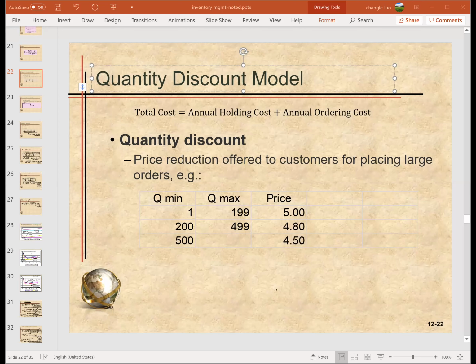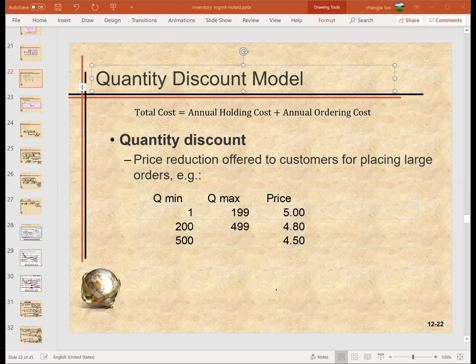We're going to work on this quantity discount model today. In this new situation, I'm going to use an example to explain what I mean by quantity discount model, and how that affects our optimal quantity to achieve minimal cost.